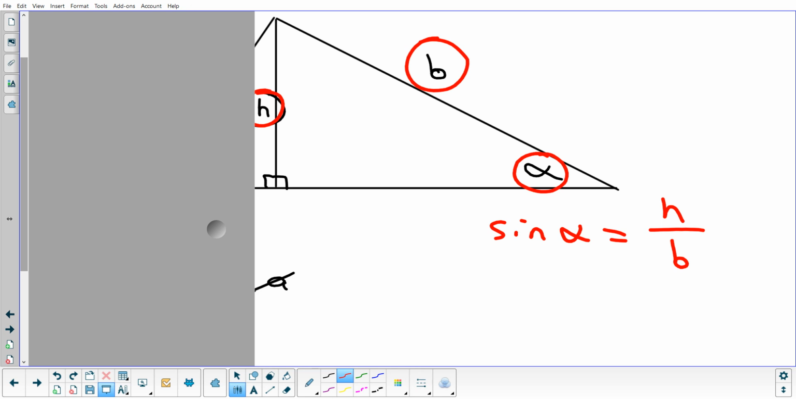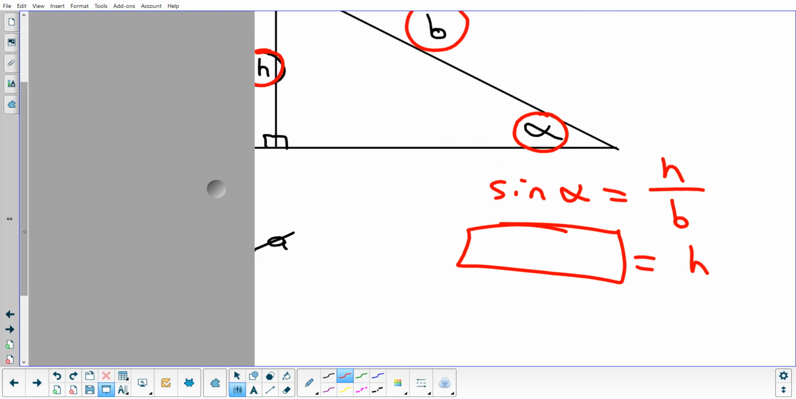All right, so now I have my equation set up, and I want to get H by itself. So Zach, how would I get H by itself there? Multiply by B. Yep, multiply both sides again by B. It's exactly the same thing we basically just did. And now you get a formula for the height again, and I'm going to call that box 2.